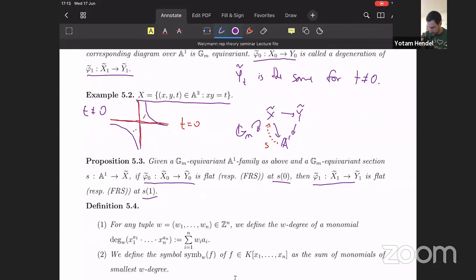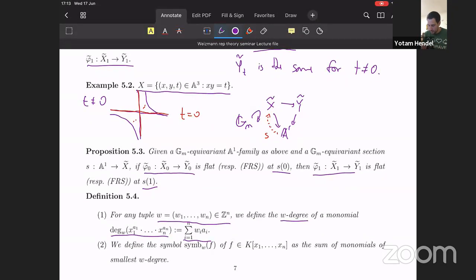So for this, I need to define one last thing. So a tuple of integers, which we call a weight, gives us some notion of W degree. And this is just, for every monomial, I define W degree to be the weighted sum of Wi times Ai, where Ai are the exponents of the monomial. And I define the symbol of some polynomial to be the sum of all monomials of smallest W degree. So this is my way to degenerate.